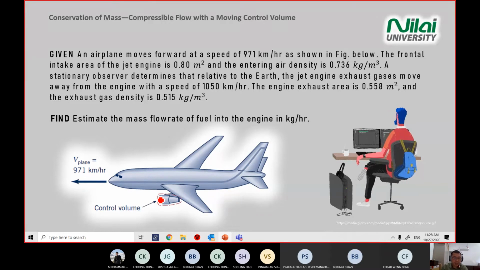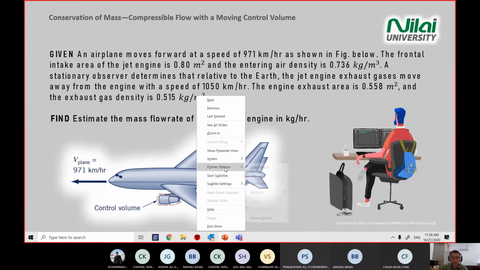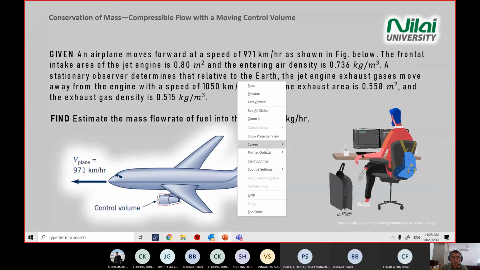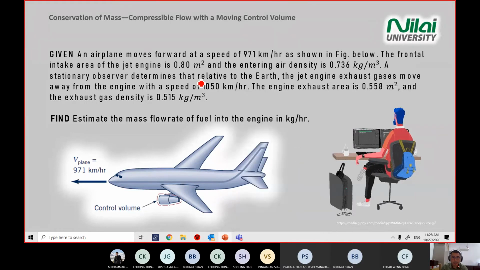So a stationary observer determines that relative to the Earth, relative, you start to see this special keyword already. Relative. The jet engine exhaust gas moves away from the engine with the speed of this one.